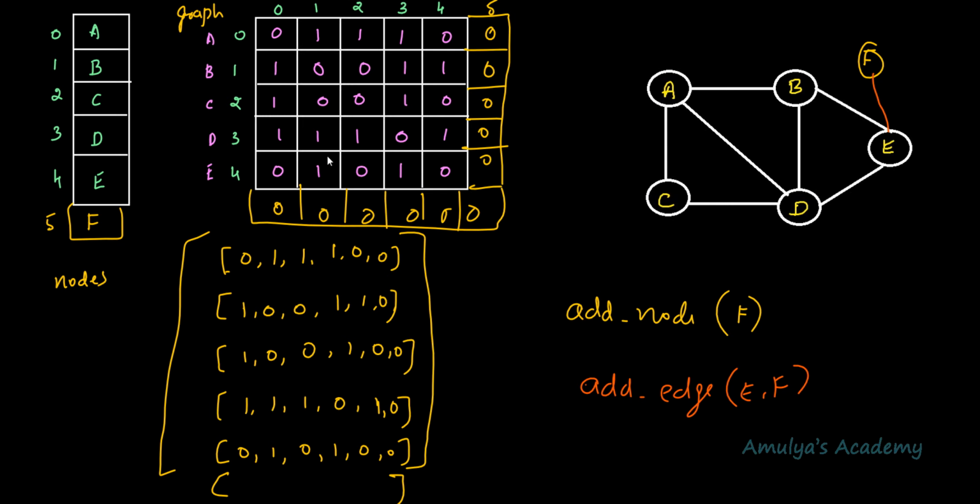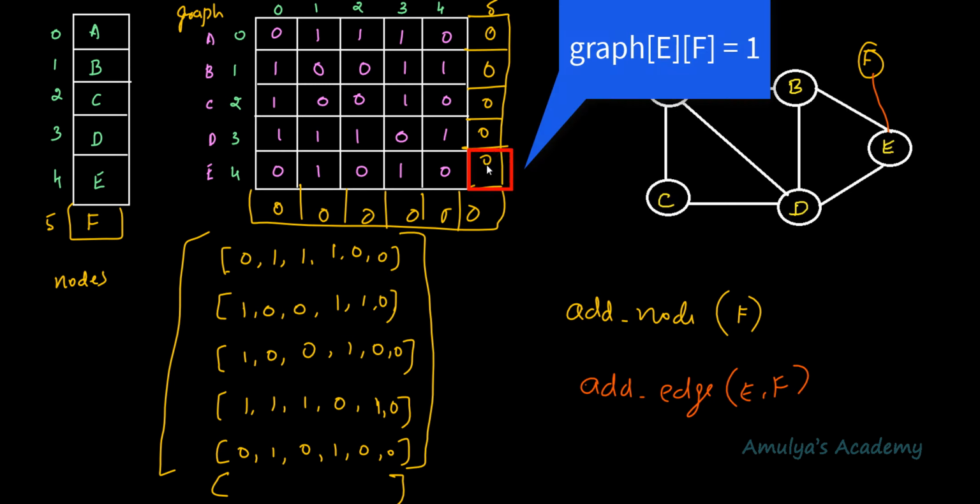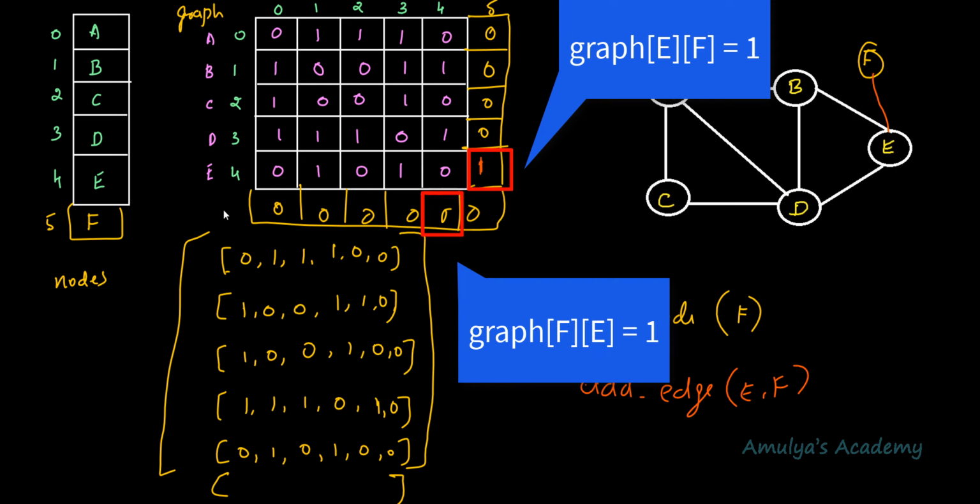In the graph matrix, we need to change connection. We need to change graph of E and F. Here there is an edge from E to F, so we need to make this as 1. And because this is an undirected graph, there is an edge from F to E also. So here this is F. So here E. We need to change this also. We need to change like this. But here this is a nested list. Here in our program, matrix is a nested list, and in the nested list, index is numbers like 0, 1, 2, 3, 4. I can't write it like this, right?